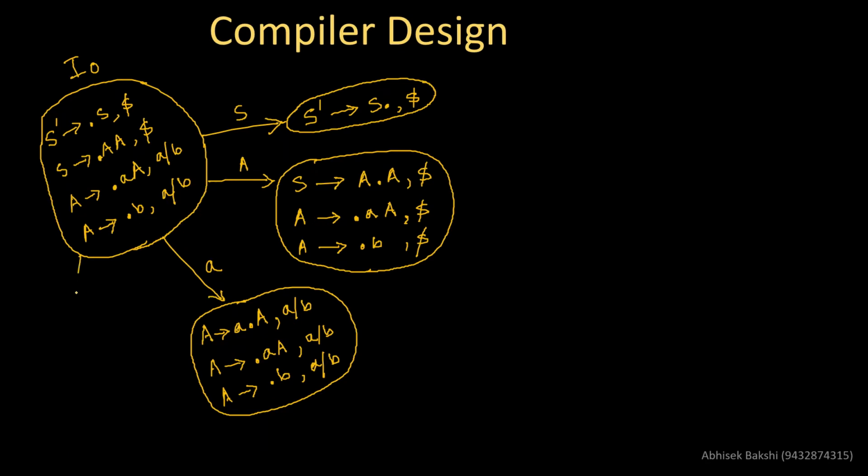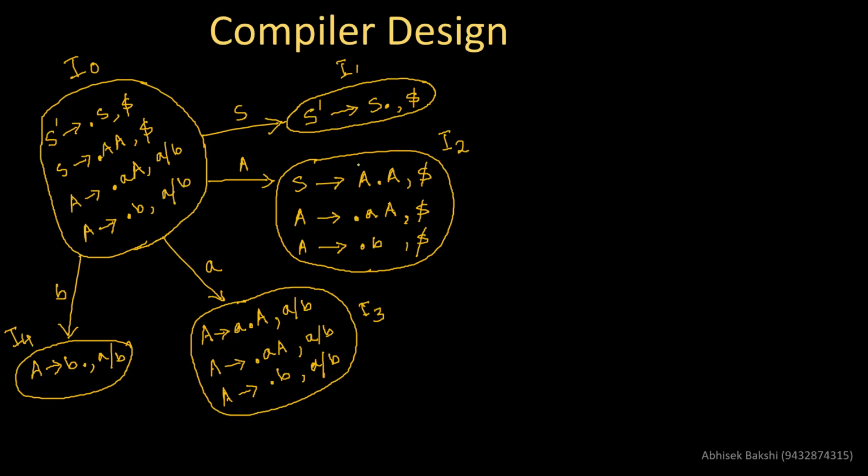And then we'll be having b, that is A → b . whose lookahead is a or b. That's very natural. So here I have a final item, you see, remember. So assume that this is my I1, I2, I3, and this is my I4.